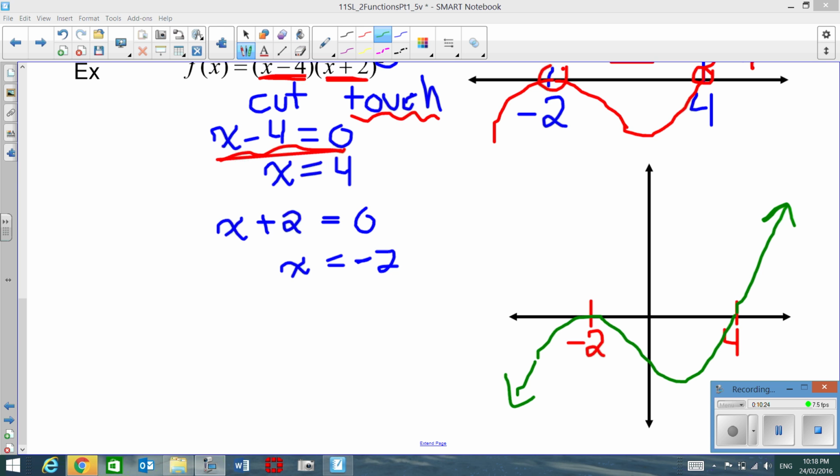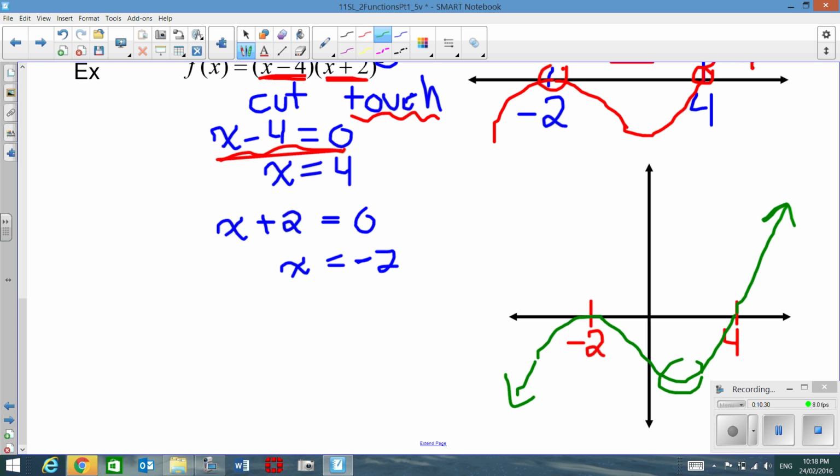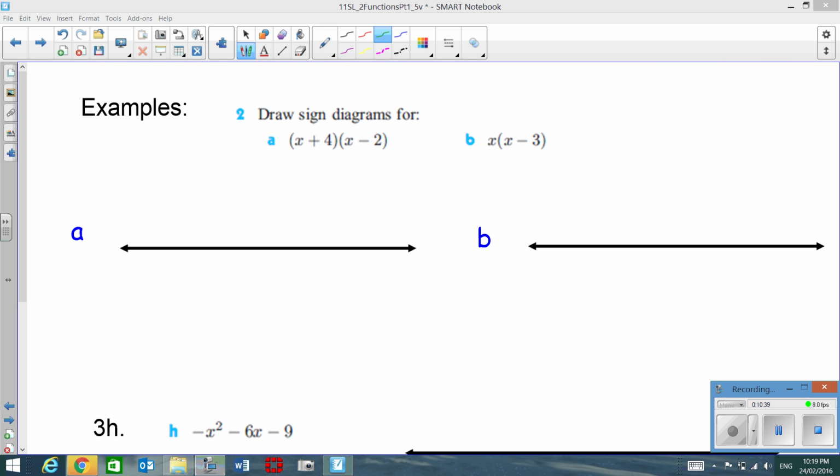So for this one, we have a pretty good idea. If I wanted to be even more accurate, I'd probably try to find this minimum here. But again, I've got a really good idea of what my graph actually looks like. Go ahead and pause your video here and see if you can set up your sign diagrams for these two examples.